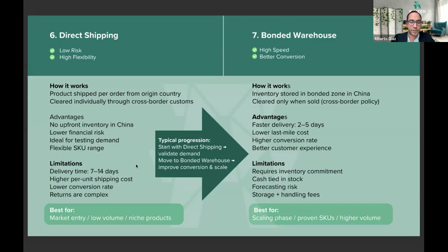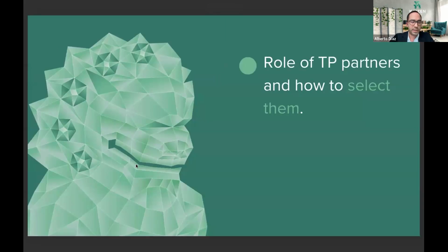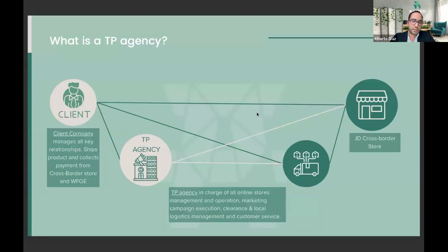So the typical progression again is to start with direct shipping, to test demand, validate the offer, and iterate in terms of what the packaging and hero SKUs are that I'm going to be selling the most, then stock those in a bonded warehouse. Now, you have probably heard the term TP. What is a TP, how do you select one, and why is this important?